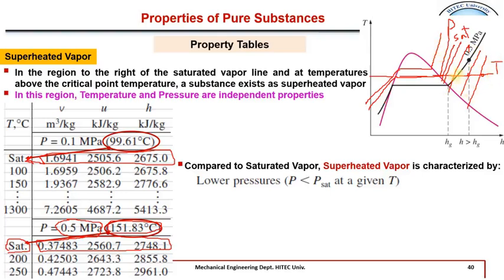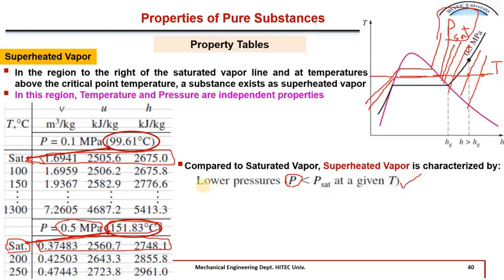So for the superheated region, all these points are in the superheated region. This P sat, the saturation pressure, is always greater than P. All these pressure lines are lower than P sat at a given T. So for a given T, there is one fixed P sat, and all these pressure lines which are intersecting this temperature line are lower than P sat. That is the meaning of this point.